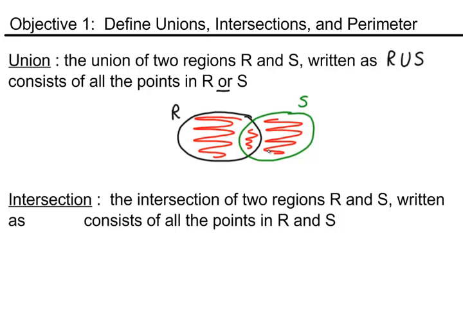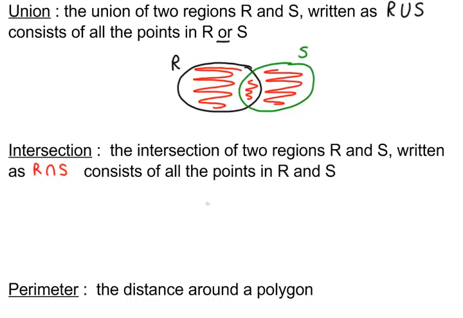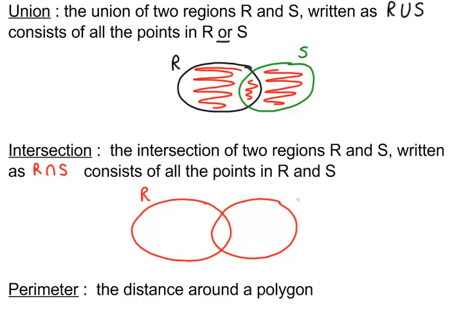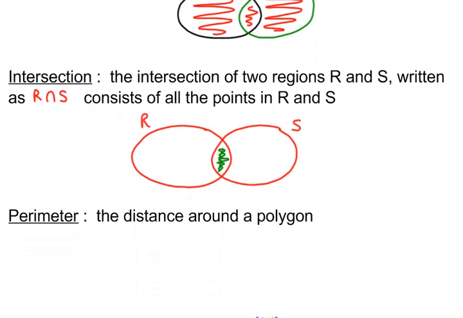An intersection is a little bit different. The intersection of two regions R and S, written as R intersection S, consists of all the points that are only in R and S. So it's the and. So if I have my two regions, this is region R, this was region S, the intersection is what's inside. Okay? Alright, now perimeter is the distance around a polygon. So basically, you add all the sides.